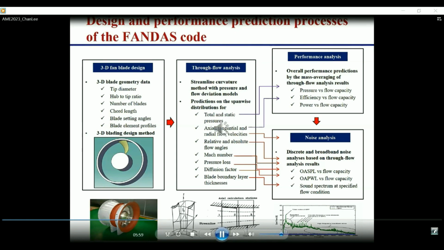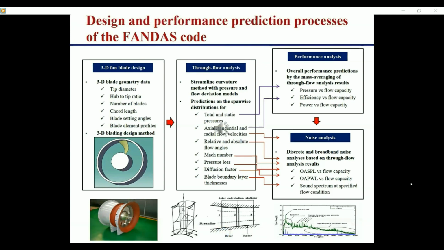Finally, the FANDAS code calculates the fan performance characteristics using mass averaging of the through flow analysis results, such as the flow capacity versus pressure and flow capacity versus efficiency.